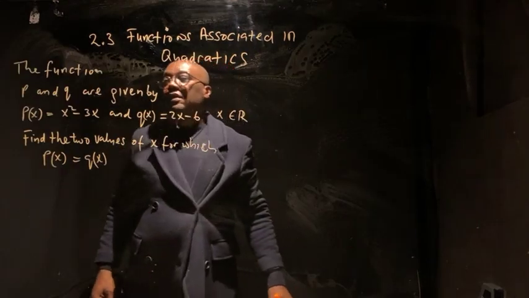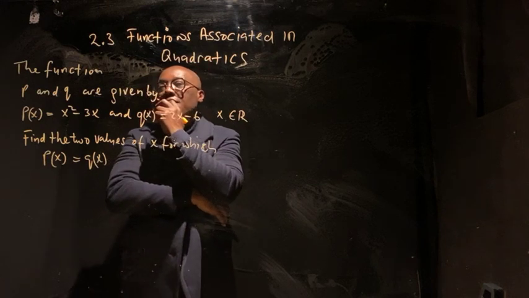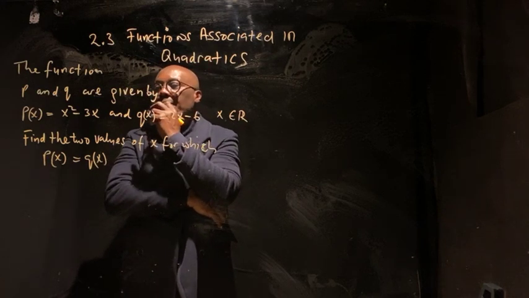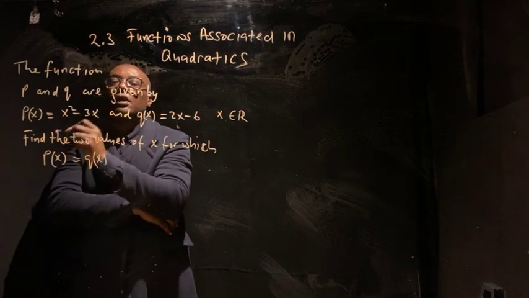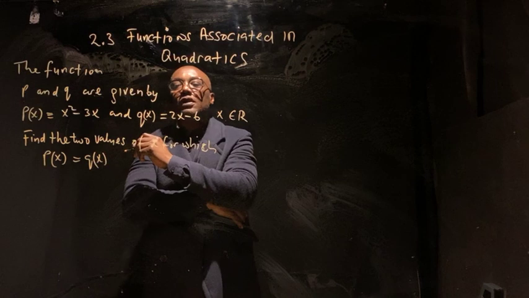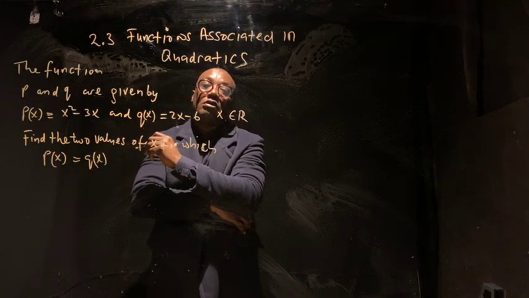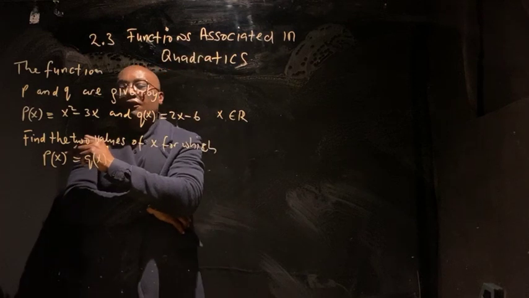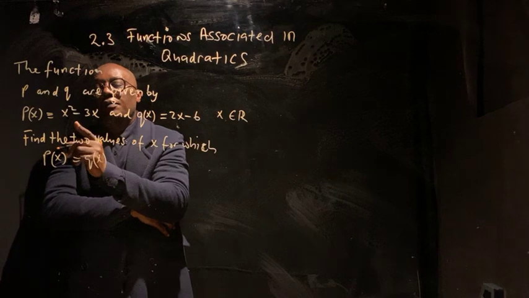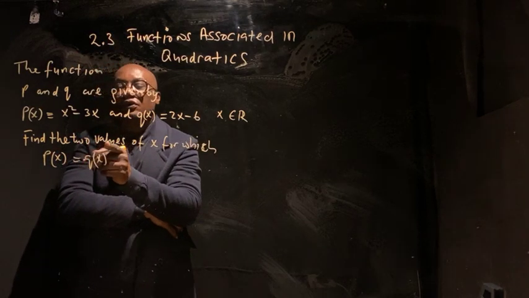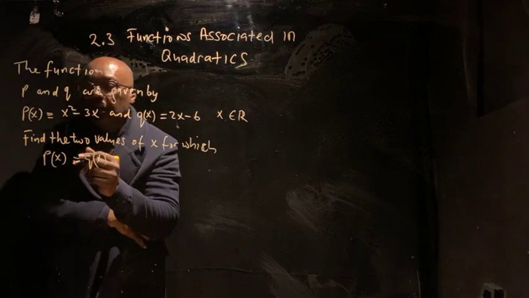Now, here is a question. It says that the functions p and q are given by this. P of x is equal to x squared minus 3x, and q of x is equal to 2x minus 6, where x belongs to all real values. Find the two values of x for which p of x equals q of x. This is such a simple question. I mean, solution.